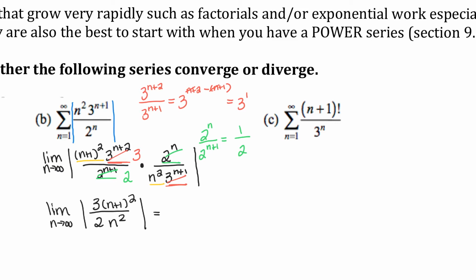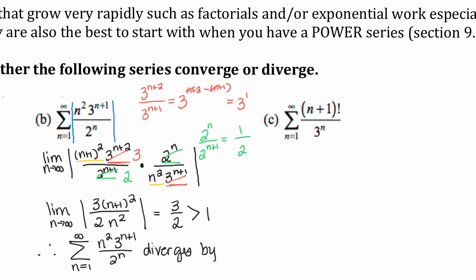And now when I consider that the dominating powers in both the numerator and the denominator are that quadratic leading term, I would just have the limit be the leading coefficients. So I'd have a 3 over a 2. And 3 over 2 is greater than 1. Therefore, my series is going to diverge by the ratio test.